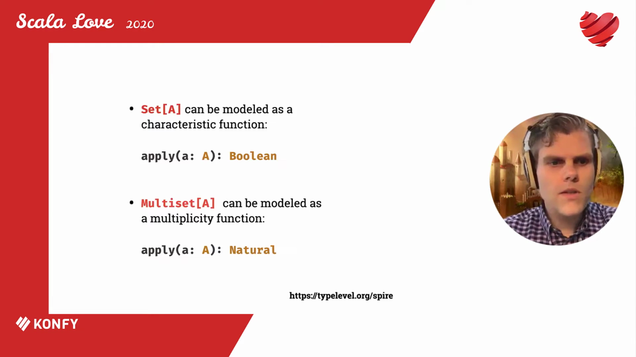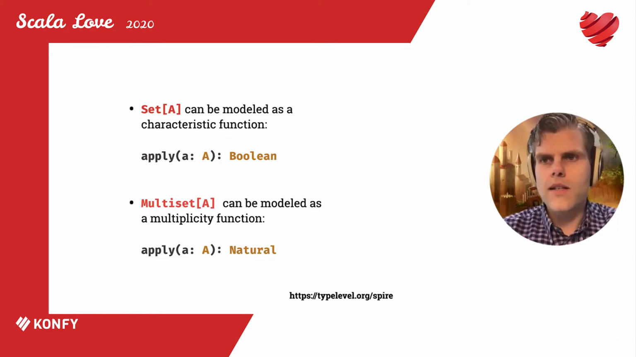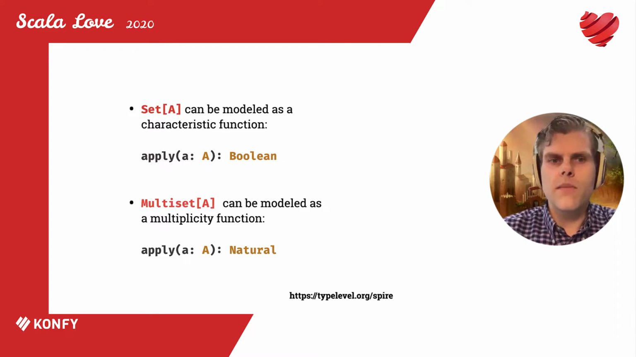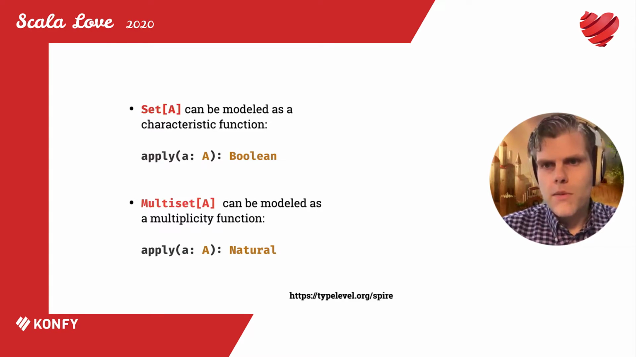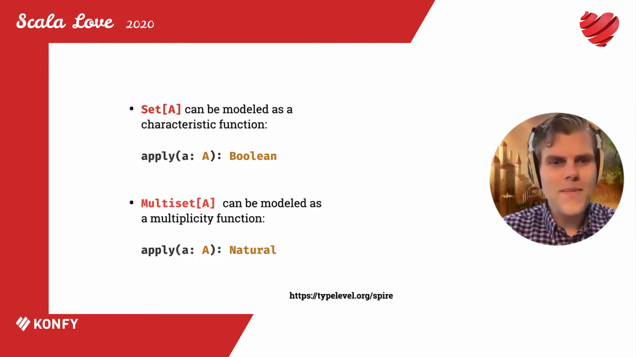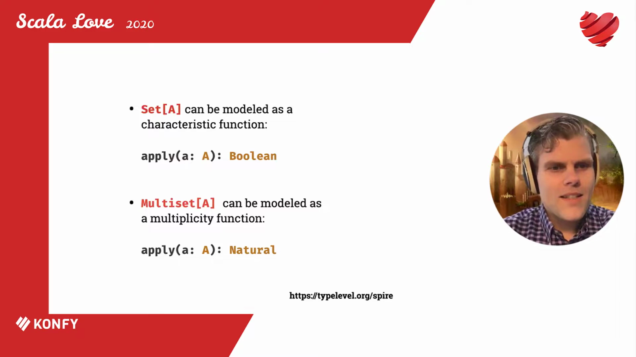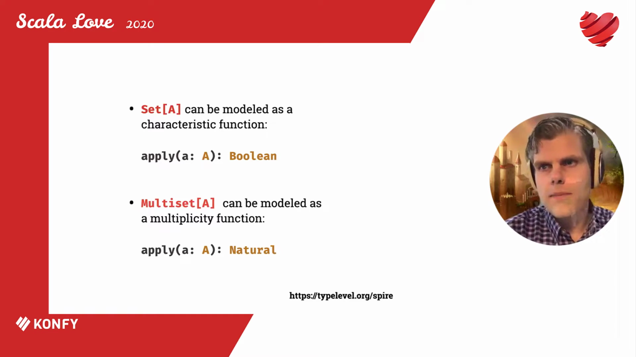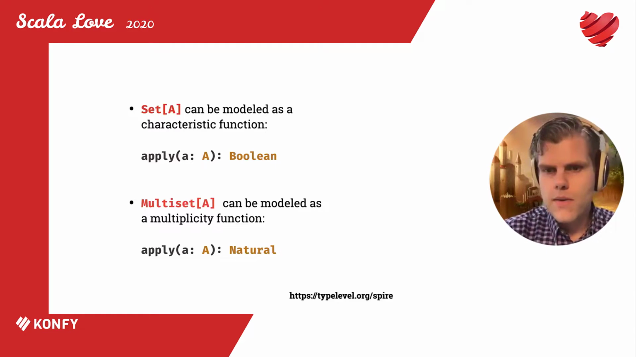Great. Another way of saying this is that whereas a set can be modeled as a characteristic function, a function from A to Boolean, where that particular A is either in the set or it's not in the set, a multiset can be modeled as a function from A to the natural numbers. I'm using here the type Natural from the Spire library, which is awesome, by the way. And that indicates how many times that A appears in the multiset. So 0 or more times. These are natural numbers, including 0.